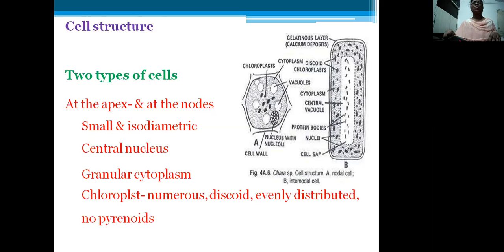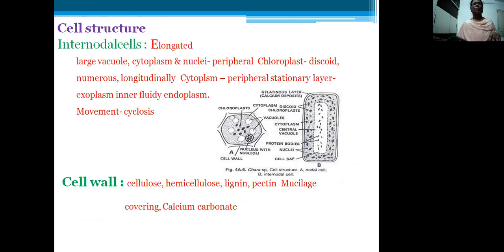Since it is a green algal member, the pigments present in this plant are mainly chlorophylls. But the reserve food is not present in pyrenoids. So there are no pyrenoids. The chloroplast is without pyrenoids in the cells of this plant. The reserve food is in the form of starch only, but it is not present in pyrenoids. The pyrenoids are absent. It is a very important character regarding this plant, Chara. So there are discoid chloroplasts with chlorophylls, but there is no pyrenoid.